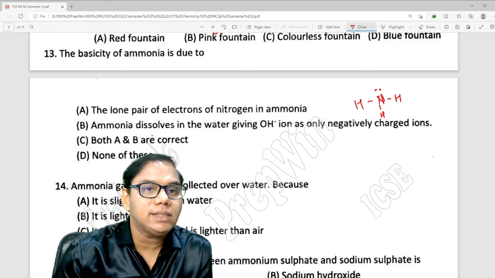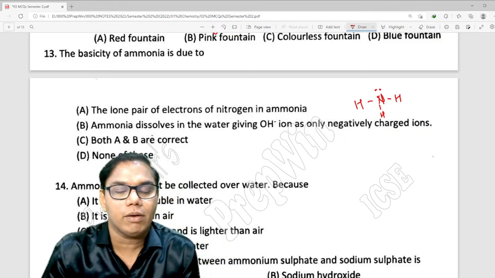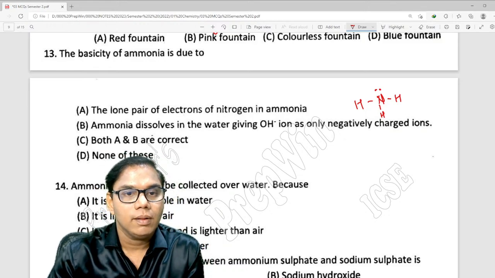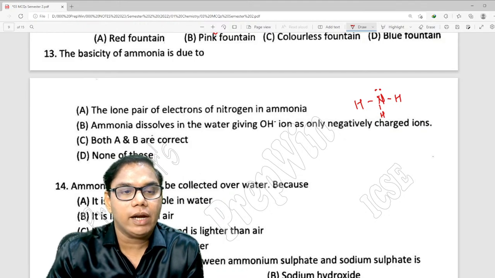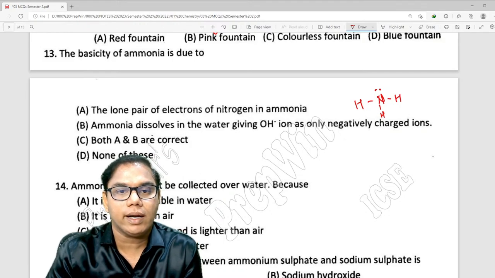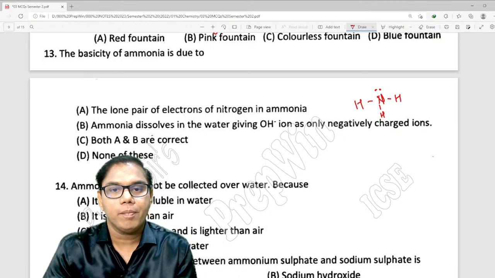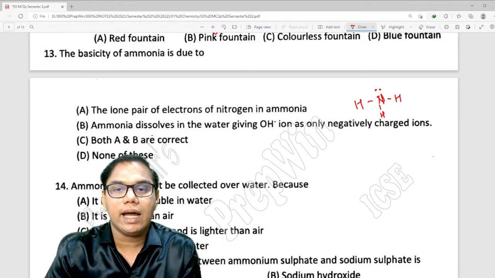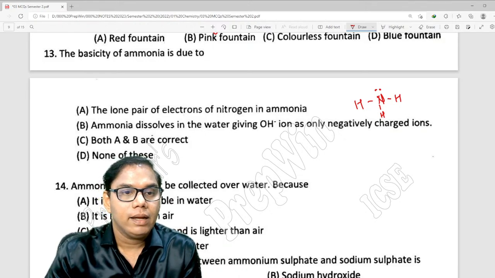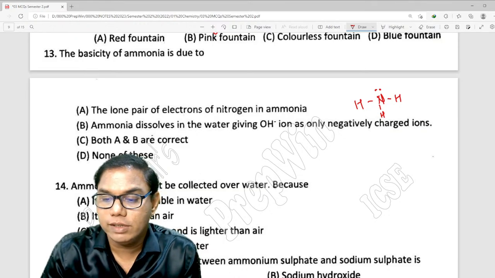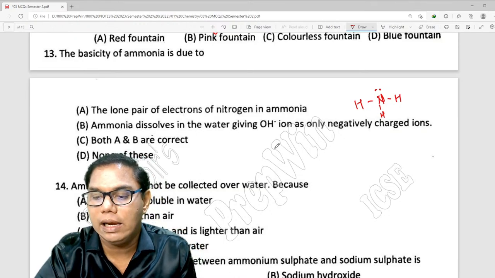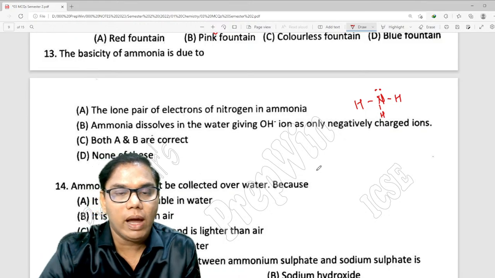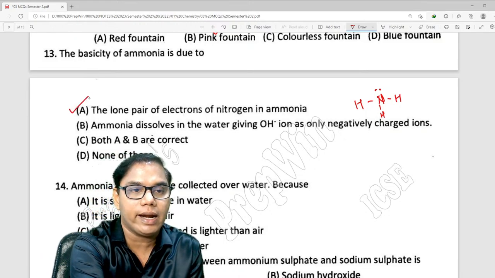Basicity of ammonia is due to the lone pair of electrons in ammonia. Ammonia dissolves in water, giving OH ion as a negatively charged ion. A and B both are correct, or none of these. This is very easy. If you eliminate the wrong answers, you get the correct answer.